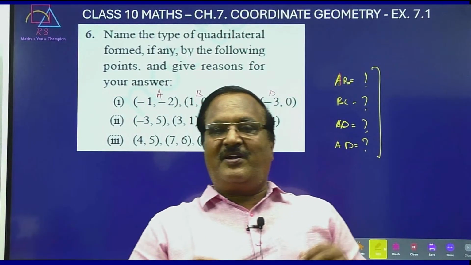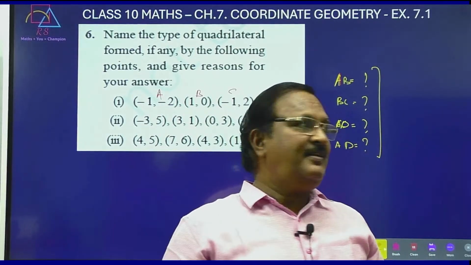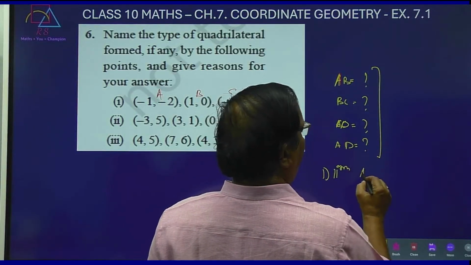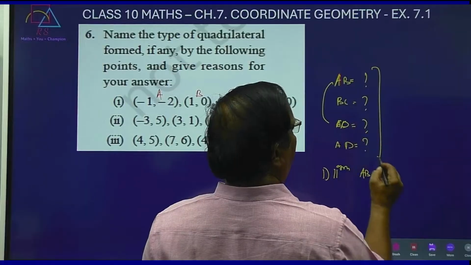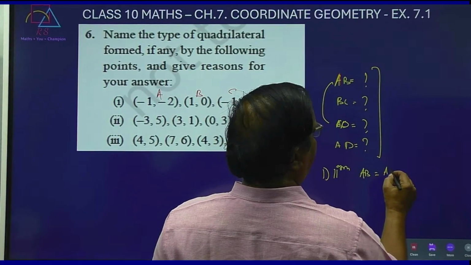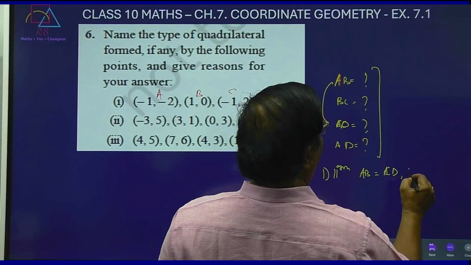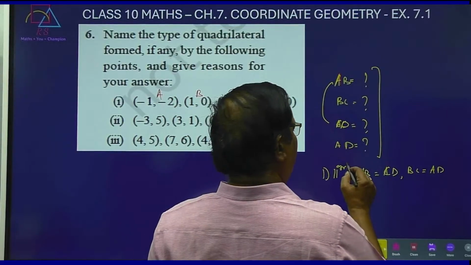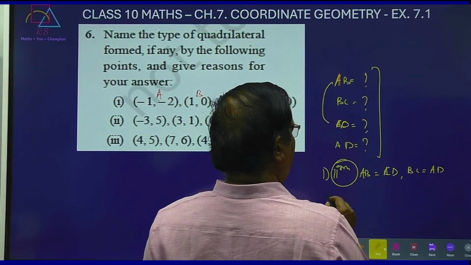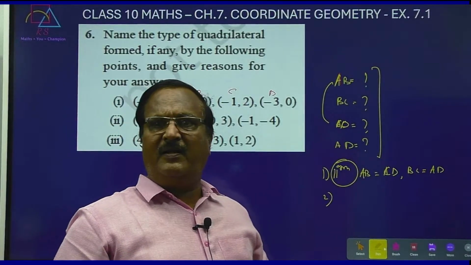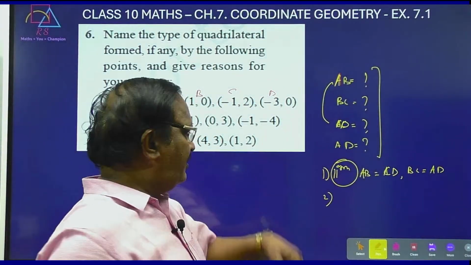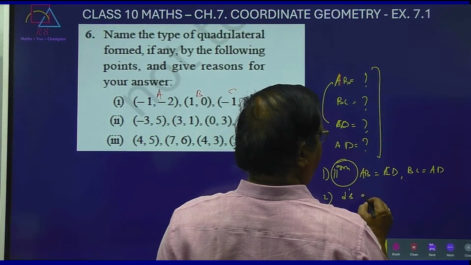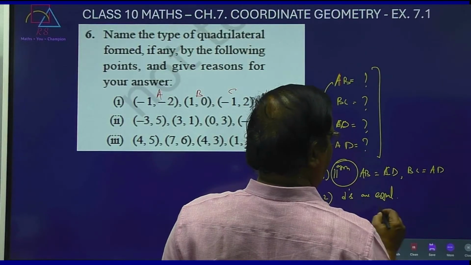A quadrilateral is a parallelogram if opposite sides are parallel. For the first one, it is a parallelogram if AB, what are the opposite sides? AB and CD, these 2 are opposite sides. AB is equal to CD and BC is equal to AD. If opposite sides are equal, then it is a parallelogram. If it is not a parallelogram, it is a quadrilateral. So after the parallelogram, you find out the diagonals also. If diagonals are equal, then it is a rectangle.